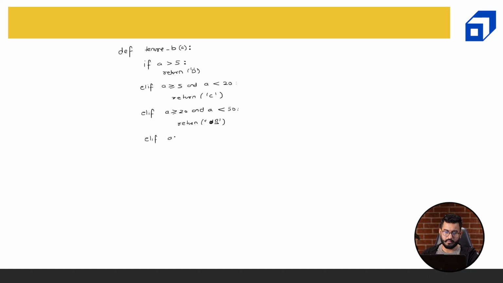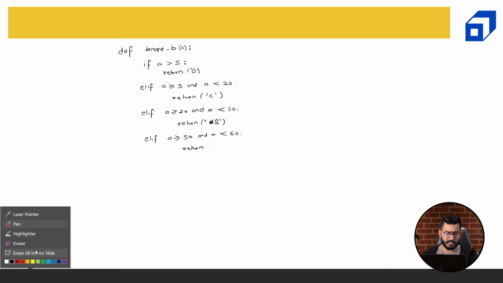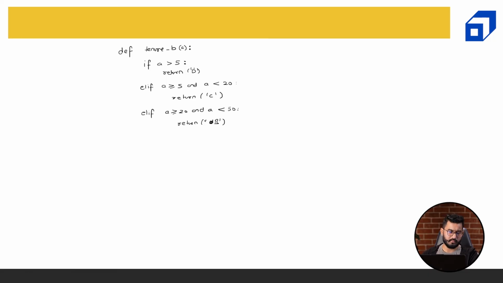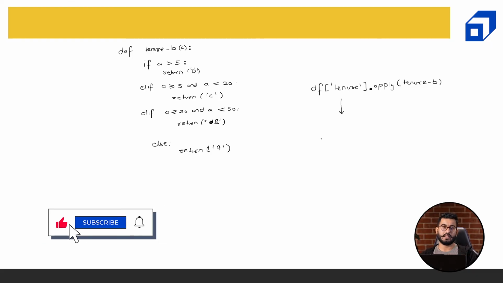Then elif a is greater than or equal to 50 and a is less than, let's say 60, then return, or let's say a greater than or equal to 50 is my last condition, so I'll just simply say else return A. Now this is my function. If I want to apply this function to an existing column, I'll just say df, the column name, which is tenure, dot apply this function tenure_b. Now it will generate a new series which will have values such as a, b, c, d.